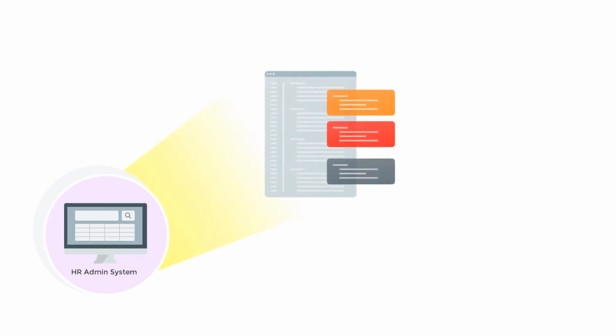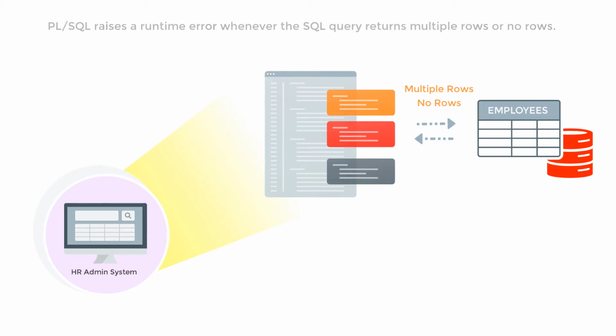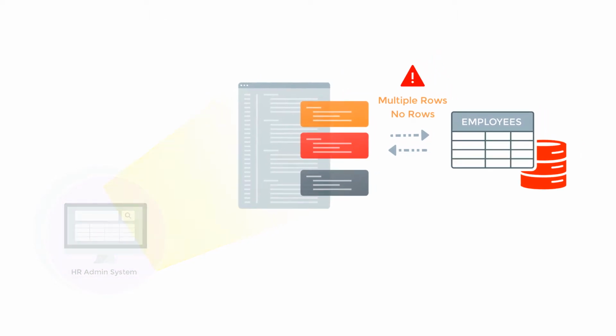To answer this question, we need to look at the PL/SQL program that has the corresponding logic. This program is terminating abruptly whenever the SQL query retrieving the employee details based on the search string returns either multiple rows or no rows. In other words, PL/SQL raises a runtime error during program execution whenever the SQL query returns multiple rows or no rows. This is called an exception.